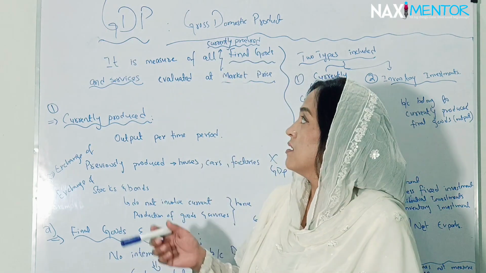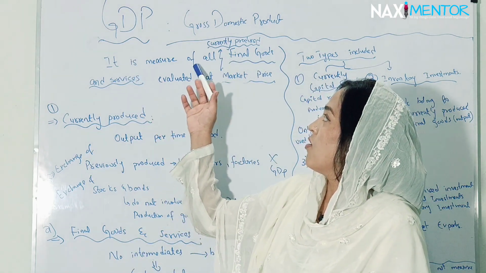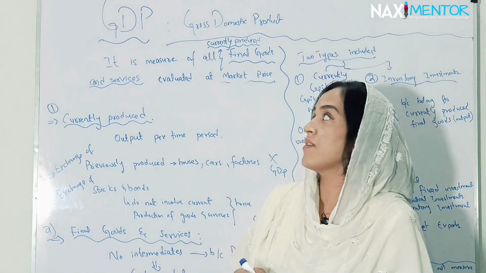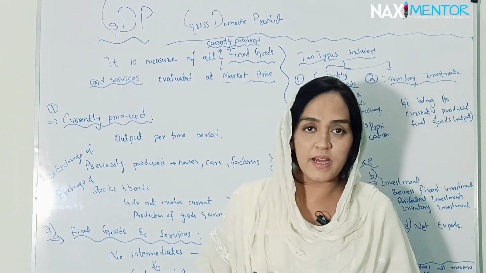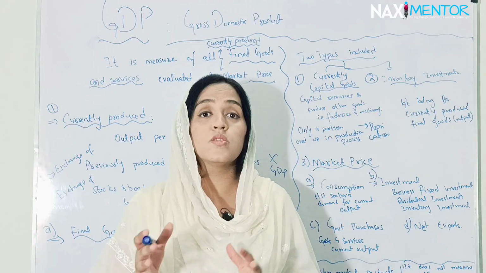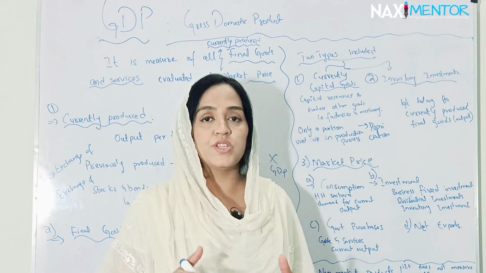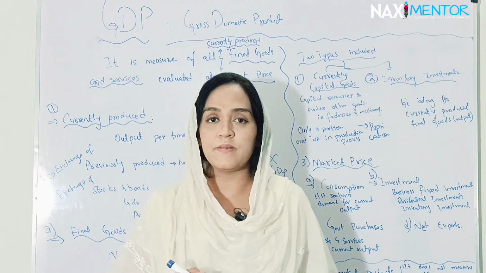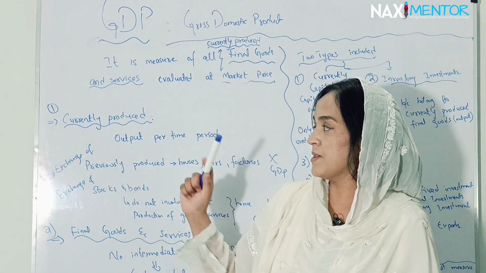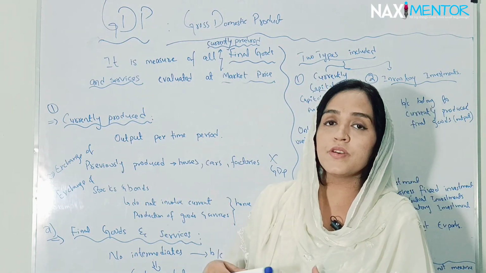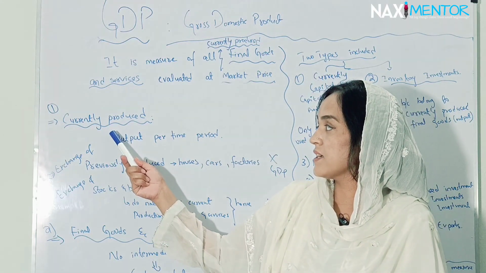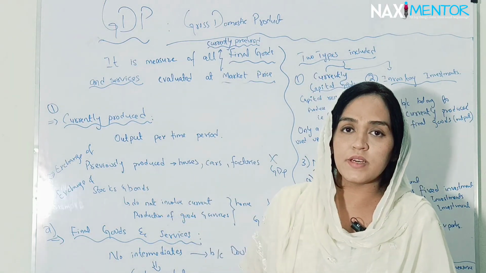GDP is a measure of all the currently produced final goods and services evaluated at market price. All the currently produced final goods and services evaluated at market price. So the first point is currently produced. Currently produced goods and services, it is actually output per time period.